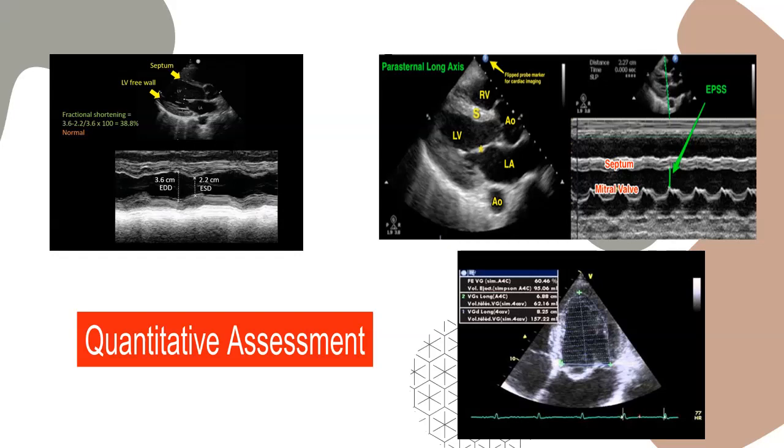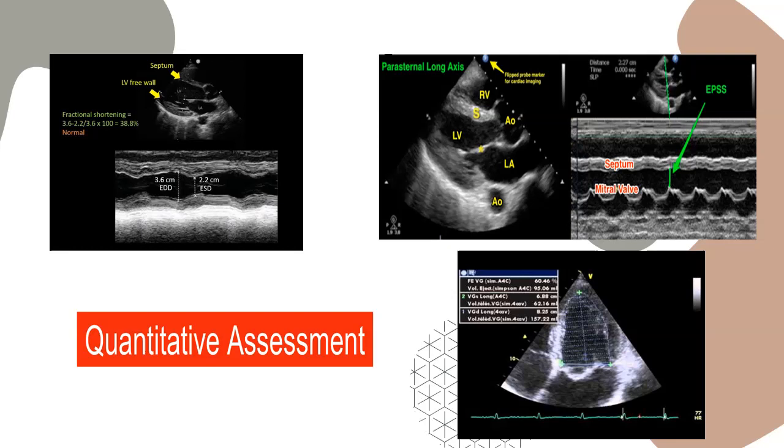And it's easier to estimate the ejection fraction of the patient. Let's say you're not good at eyeballing, you just want to know what is the estimated ejection fraction of this patient. EPSS is the easiest thing to do, your E point septal separation.